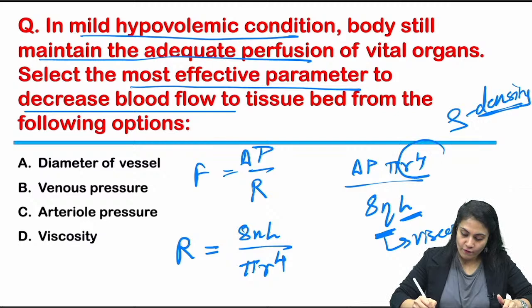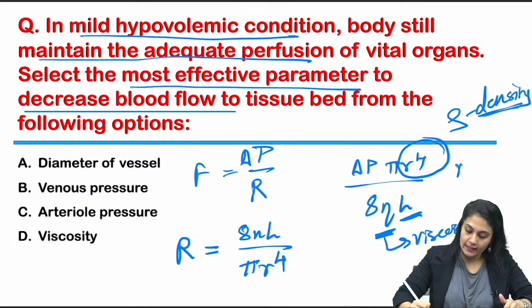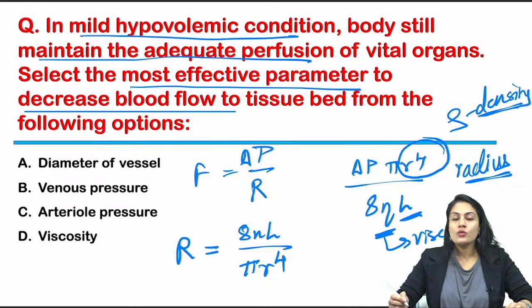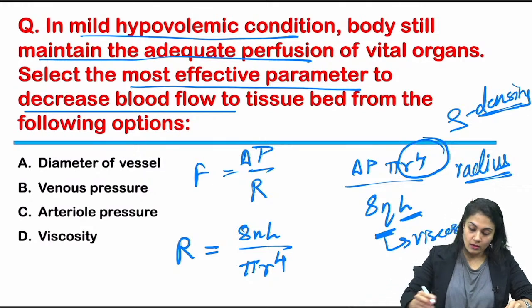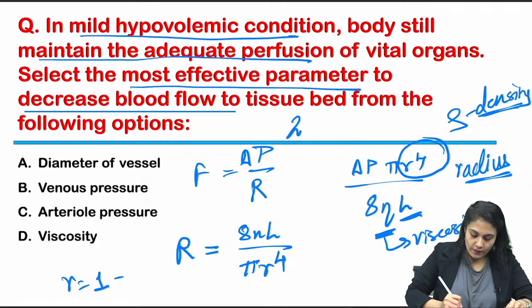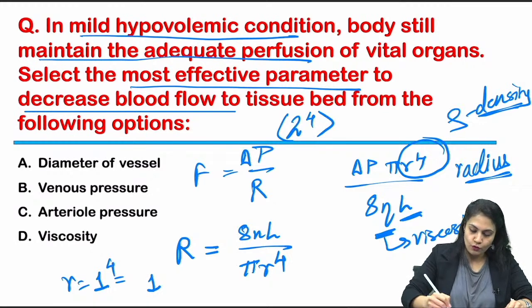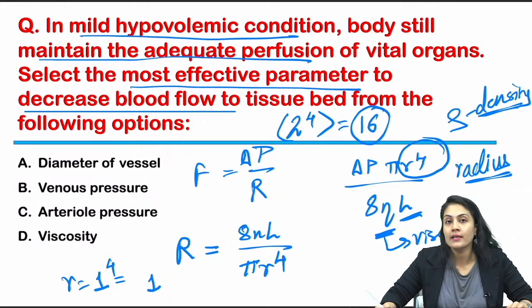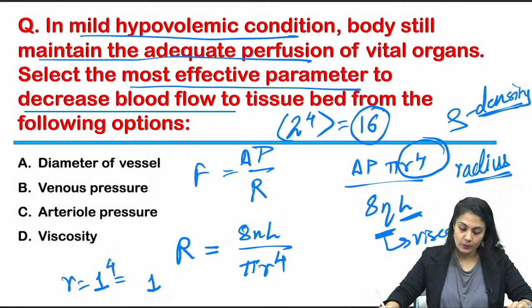R is having the fourth power, so the radius is going to be the most important factor. Why? Because let's say we double the radius. If the radius R is 1, then the flow is going to be, let's say, 1. When we increase the radius to double, what is going to happen? 1 raised to 4 is 1, 2 raised to 4 is 16. That means the flow is going to increase 16 times.